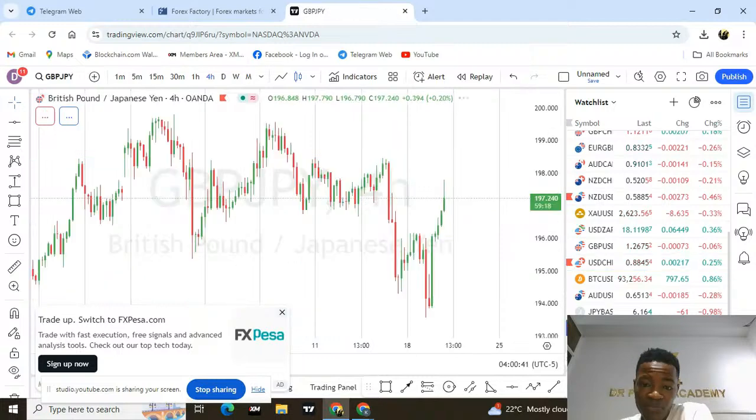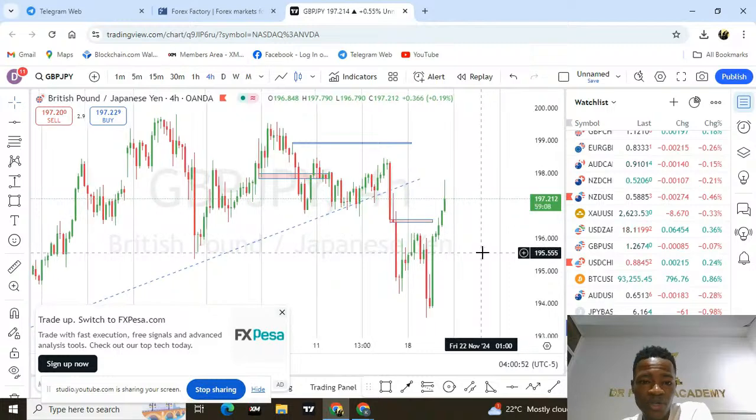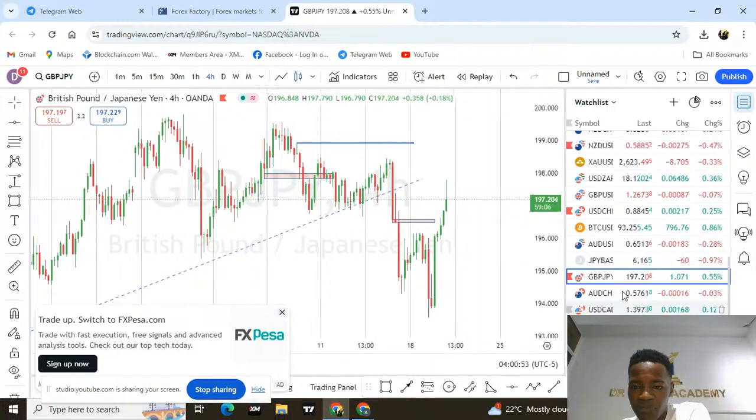Okay, this is GJ, GBP JPY. This is GBP JPY, which is GJ. It's my favorite pair, but I don't have a view on it. I said since Monday we have not been having any view on GBP JPY.